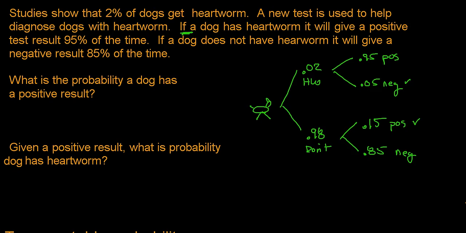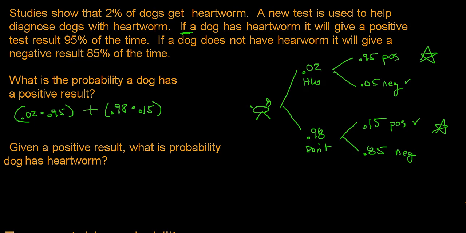All right, now what can I ask you now that I have this beautiful tree diagram drawn up? Well, one thing I could ask you is, say, what's the probability a dog has a positive test result? Well, there's two ways you can have a positive test result. Heartworm and positive, no heartworm and positive. Okay, all I've got to do is multiply heartworm and positive test result, or no heartworm and positive test result. Those are the two branches that lead to a positive test result.